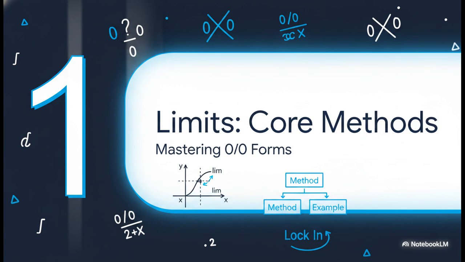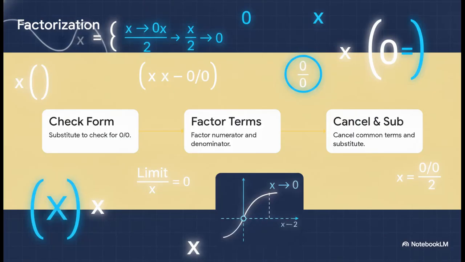Module 1, Limits, Core Evaluation Methods. We're going to master 0 over 0 and infinity over infinity forms. Okay, our first technique is factorization. Now, the trigger for this is pretty straightforward. You use it when direct substitution gives you a 0 over 0, and your expression is a polynomial that can clearly be factored. The steps are super quick.